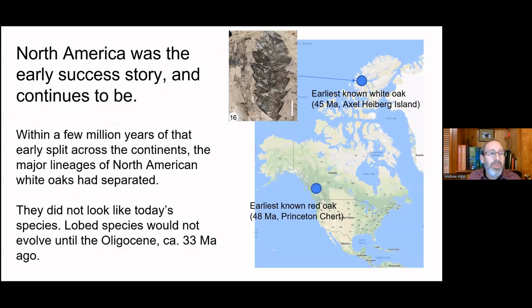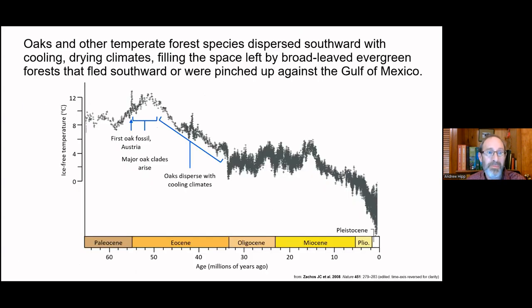So North America was really this early success story, and it continues to be. The earliest known white oak fossil is known from here at 45 million years ago. The earliest known red oak is from right here at 48 million years ago. So within the first few million years of oak evolution, these major groups, the white oaks, the red oaks, and all the other groupings of oaks had separated out from each other. They didn't look like today's species. Lobed species wouldn't even evolve for another 20 million years or so. So they're up here in the north.